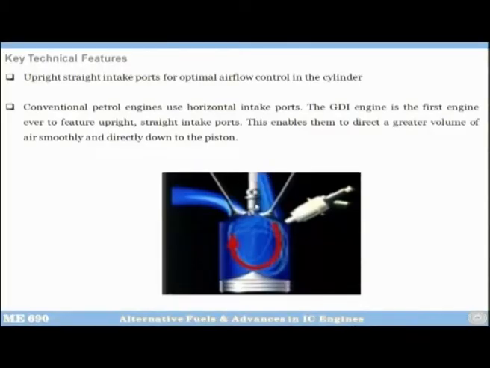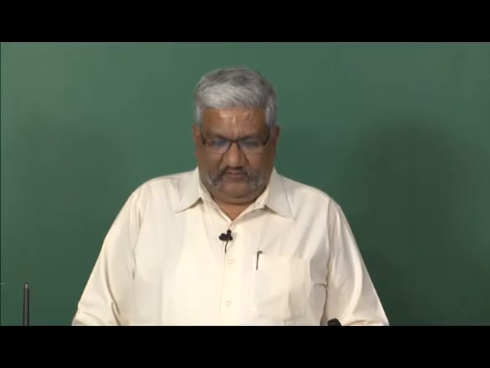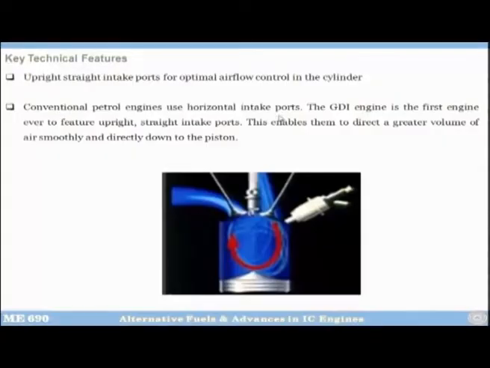In this case, since it is a straight intake port and the air is not changing its direction, this leads to higher volumetric efficiency in the gasoline direct injection engine. And all of us know that if we have higher volumetric efficiency, we will be able to induct more mass of air in the combustion chamber, and therefore we will also be able to put more mass of fuel in the combustion chamber and generate more power output from the same engine. So, higher volumetric efficiency in a way translates directly into an increase in power output from the engine. Conventional petrol engines, as I said, use horizontal intake ports. The GDI engine is the first ever engine to feature an upright straight intake port.